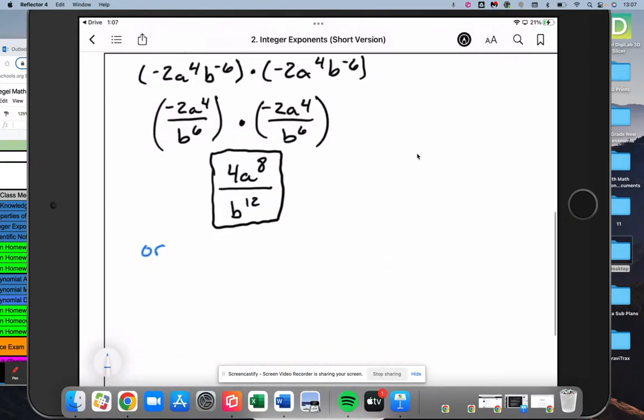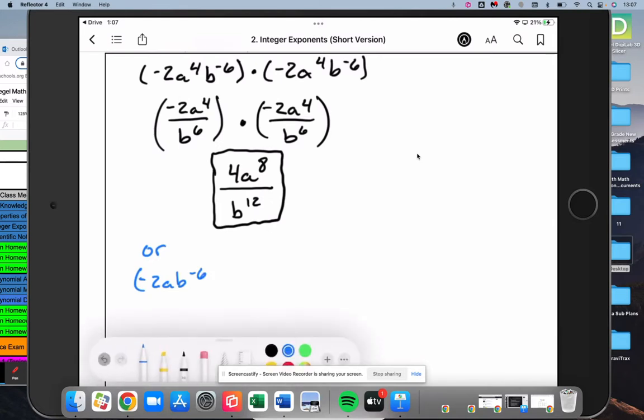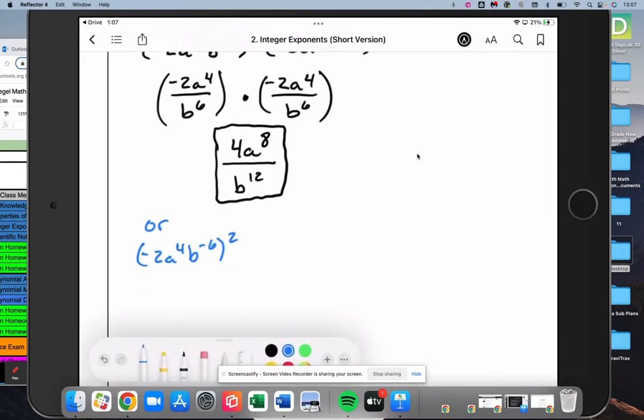We could have just gone straight to applying the exponent, like I demonstrated in the other homework assignment. But basically we would take everything in here and raise it to the power of 2.